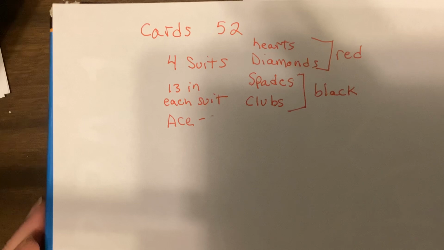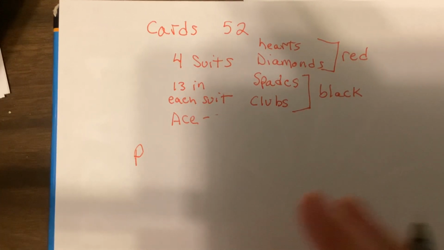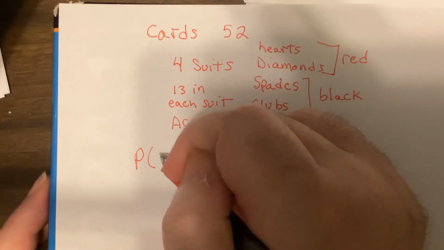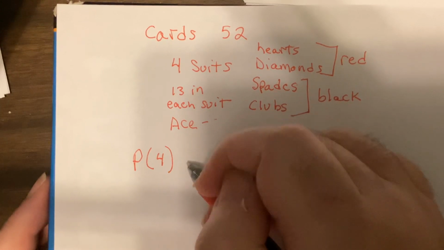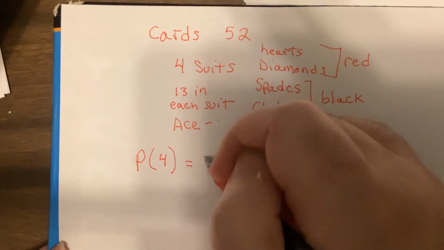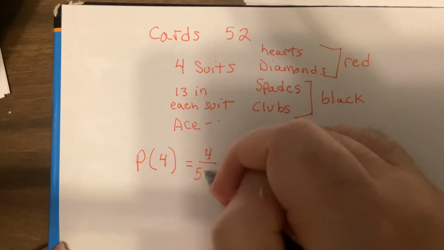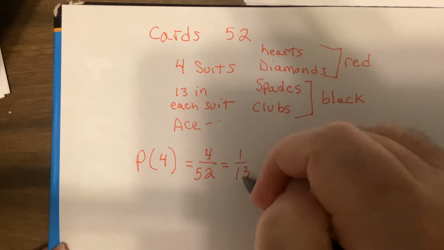So if I said, what's the probability, I shuffle the deck really nicely, that I pull out a 4? Well, the question would be, how many 4s are in the deck? Well, each suit would have 1 4, so there's 4 suits, so it'd be 4 out of how many cards? 52, which is 1 out of 13.